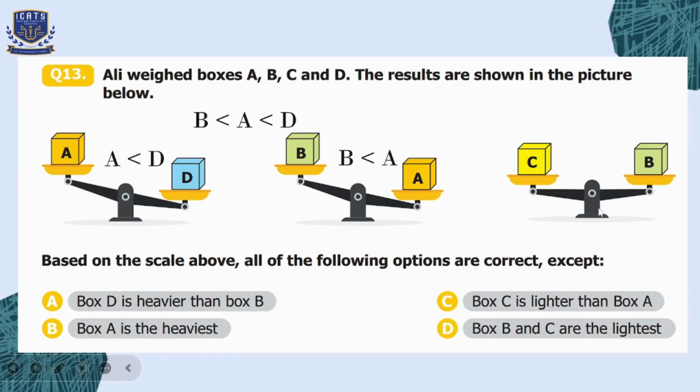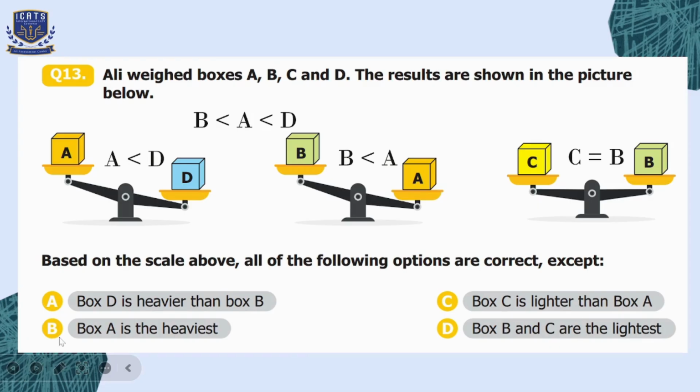Now, let me make a statement for my third scale, which shows that box C and box B are of the same weight. So now let's check the statements one by one to see which statement is incorrect. Option A is box D is heavier than box B, which is correct because box D is heavier than A and it is indirectly heavier than B as well. So option A is correct.